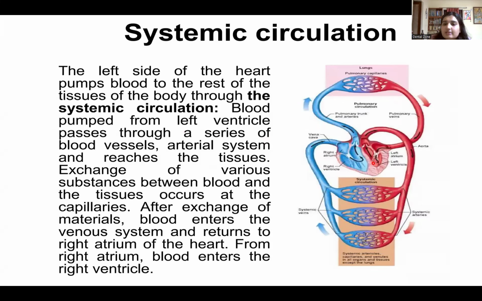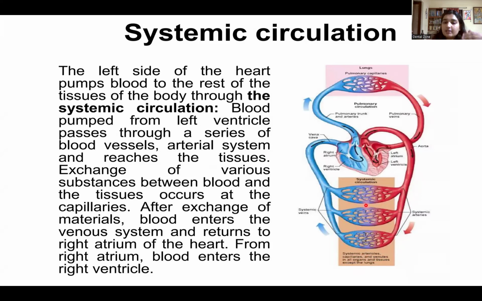So next comes the systemic circulation. Now what happens in the systemic circulation is that from the left atrium, the oxygenated blood will enter the left ventricle. From the left ventricle, it will get transported to the aorta, and from the aorta, it will go for systemic circulation. Now, from systemic circulation, it will enter the systemic arterioles, capillaries, and venules in all the organs except the lungs. Yes, except the lungs, it will travel to each and every organ.